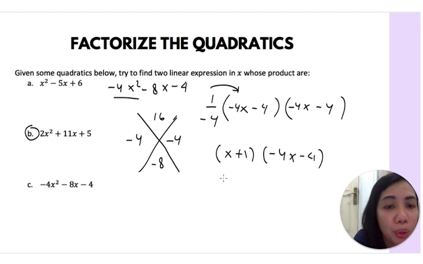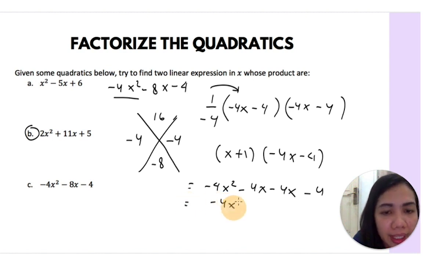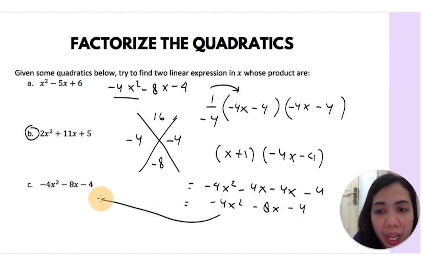If you want to prove whether they are the same or not, you just need to multiply those. So x with minus 4x is minus 4x squared, and then x with minus 4 is minus 4x, 1 with minus 4x is minus 4x, and 1 with minus 4 is minus 4. Now just simplify this: minus 4x squared minus 8x minus 4. So we have the same thing here. So these are the two linear expressions in x, which are the same as the original.